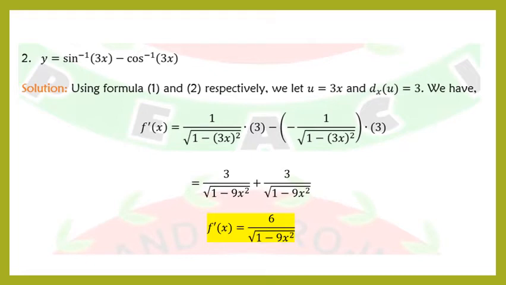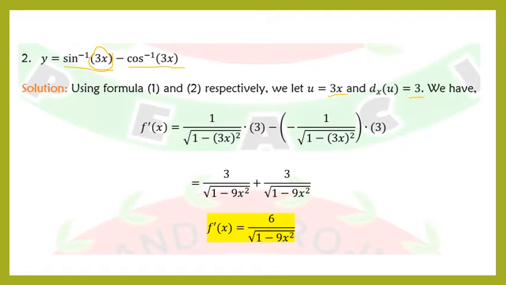Another example is y equals arc sine of 3x minus arc cosine of 3x. This is a combination of formula 1 and formula 2. So, using formula 1 for the first term, okay, ito yung first term natin, and then using formula 2 for the second term. So, we let u is equal to 3x kasi parehas lang naman sila ng function na given, di ba? Or angle na given, 3x lahat. So, we let u is equal to 3x and then derivative ni 3x class is just 3, right?